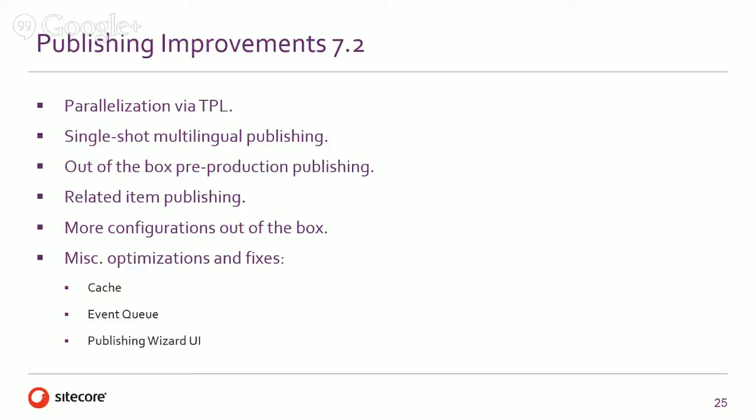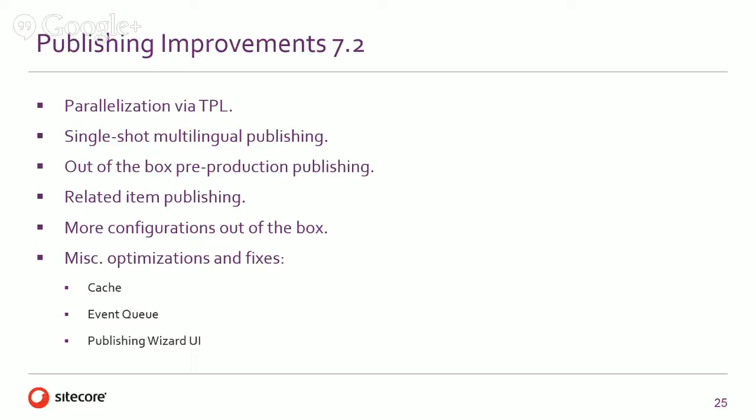Before 7.2, we had one thread running the publishing process. That was one of the things causing the application to not provide great performance in publishing. So by parallelization, we are achieving much better results. And on the next slide, I'm going to share some of the results we're getting.